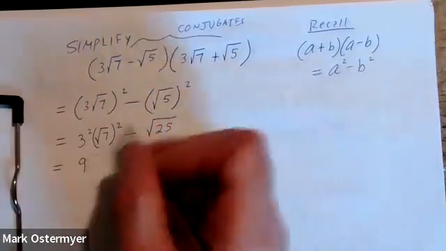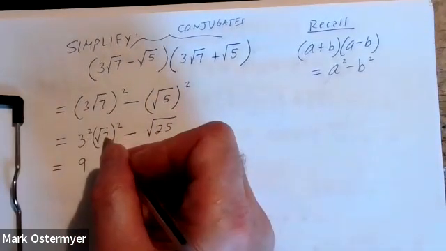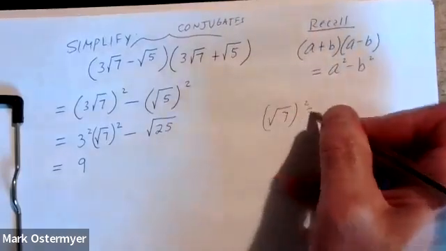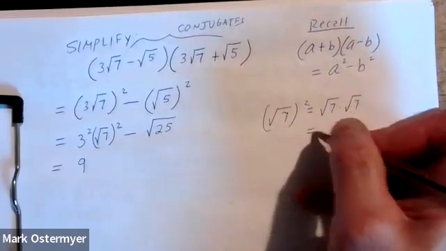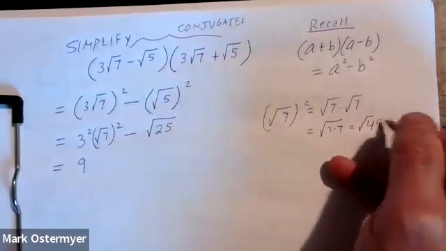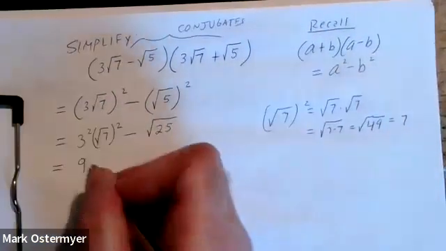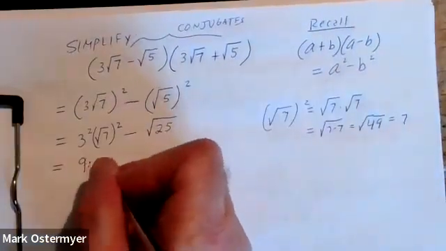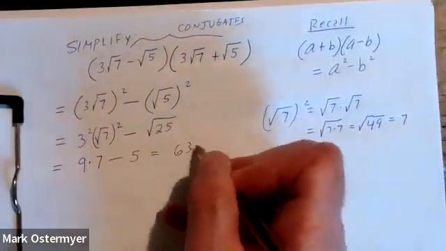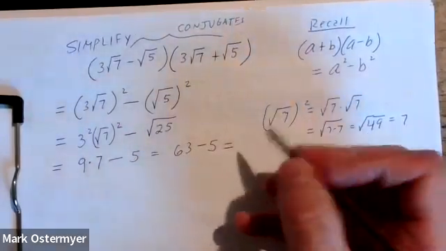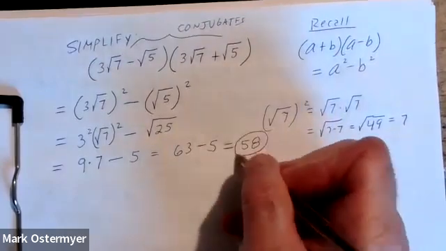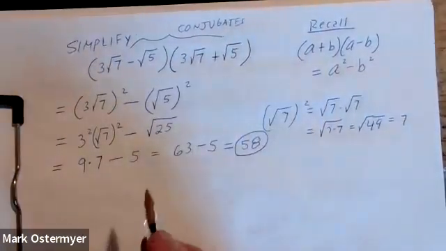3 squared is 9, and when you square a square root of 7, you just get 7, because the square root of 7 squared is the square root of 7 times the square root of 7, which is the square root of 7 times 7, which is the square root of 49, which is just 7. So this is going to be 9 times 7. And this is going to be 5 at the end. Hence, we have 63 minus 5, which gives us 58. And that would be the simplification of this product here.